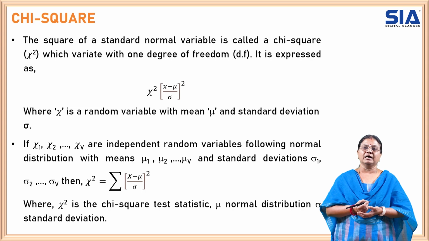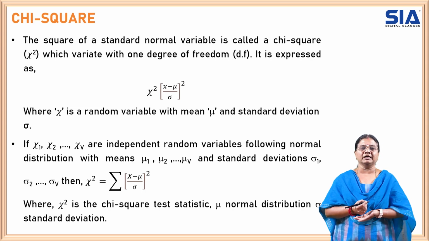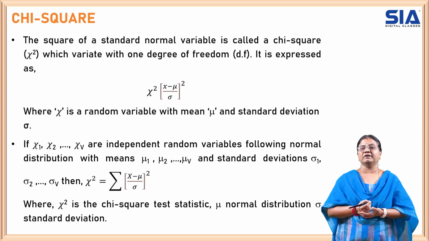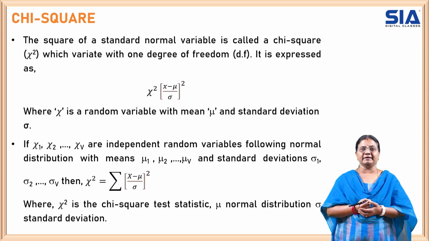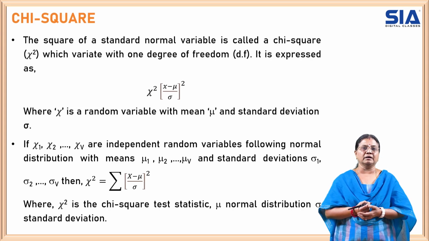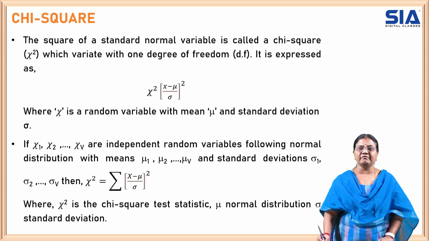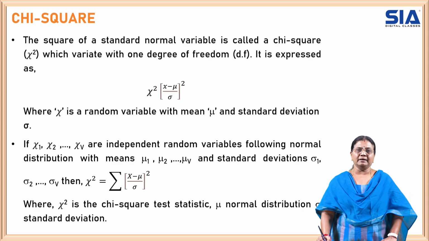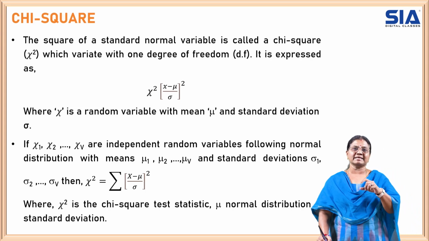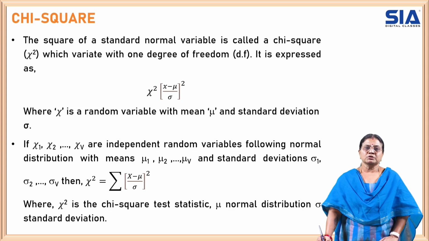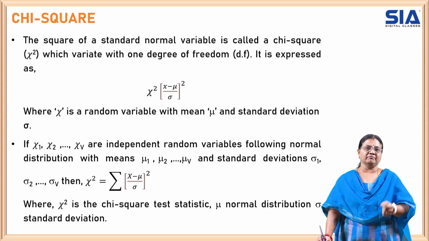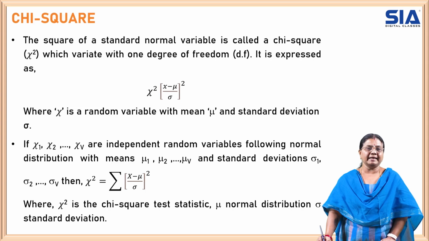non-parametric techniques. It is among the hypothesis tests, that is, whatever we have framed. So this is a technique under the non-parametric test. The square of a standard normal variable is called chi-square. It is pronounced as "kai" chi-square, and we will write it as chi. So this is denoted with the Greek letter chi-square. It is in the form of x square, a variate with 1 degree of freedom.